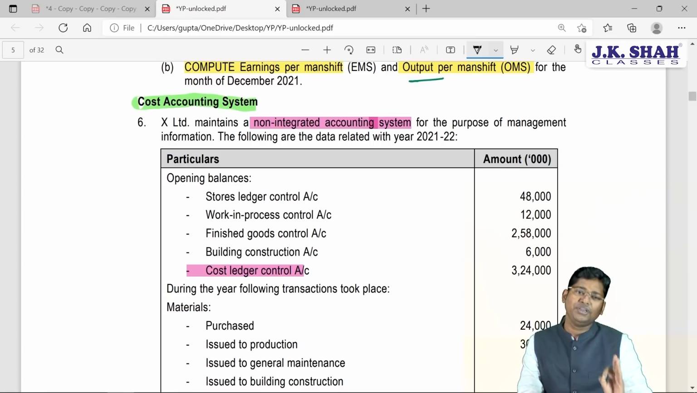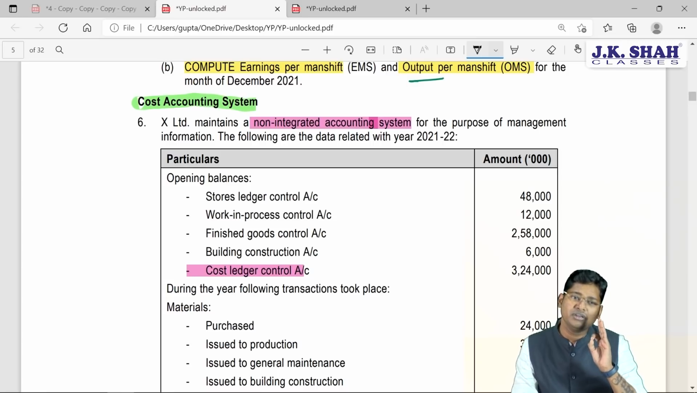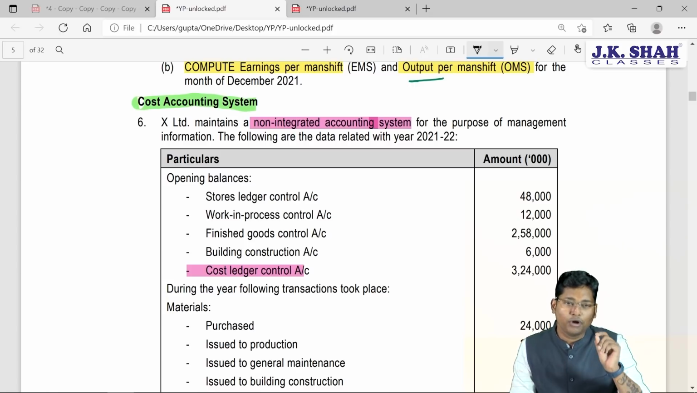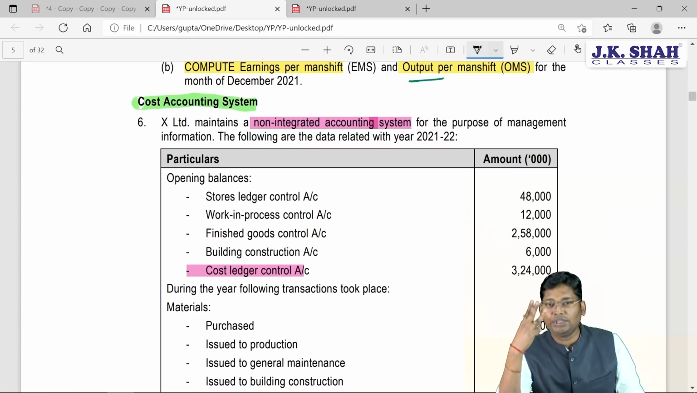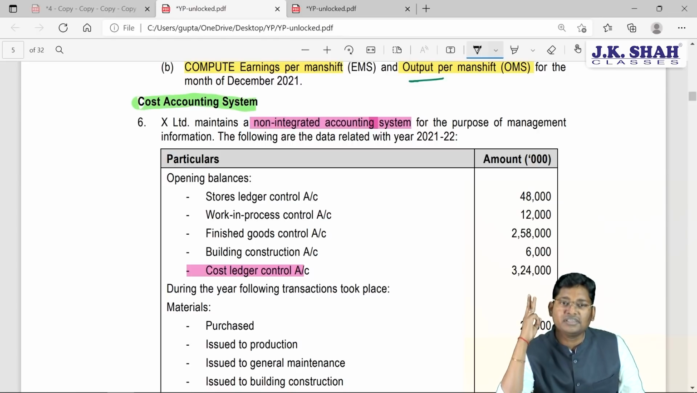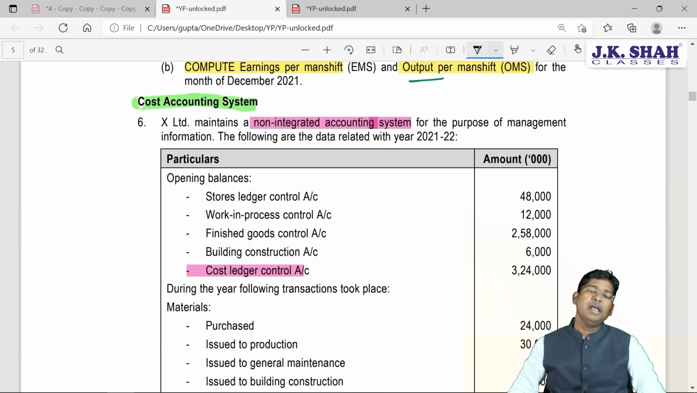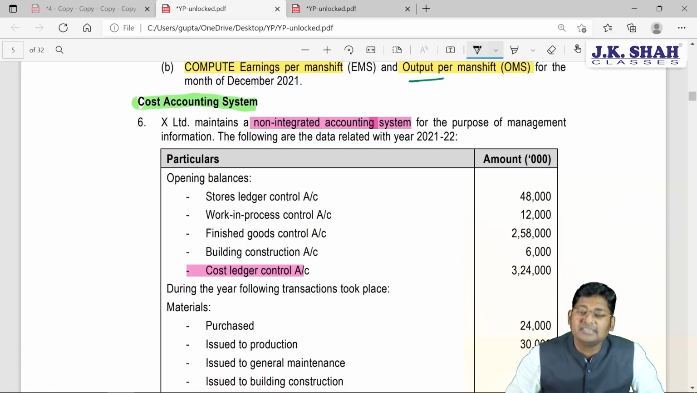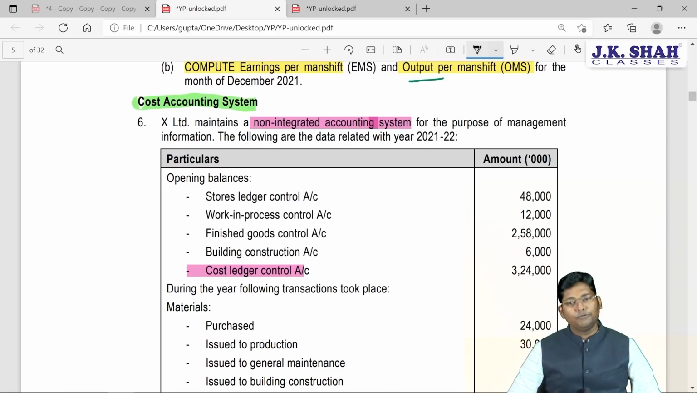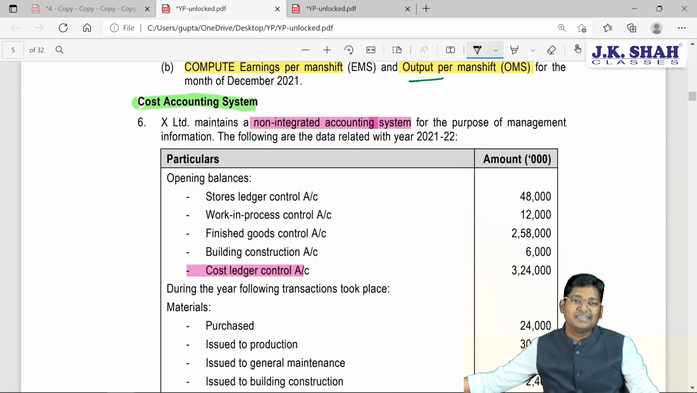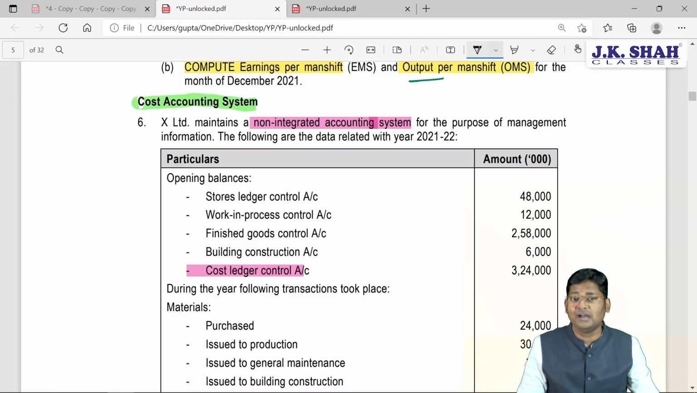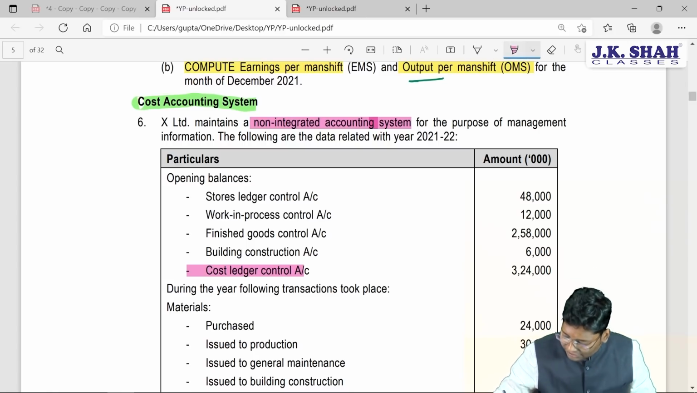The similar question is there in J.K. Shah Classes textbook. I guess according to the numbering given in your textbook, this one is question number 3 of non-integrated accounting systems. You can check your textbook. In the May 22 textbook of Cost and Management Accounting of J.K. Shah Classes, the same category of question is covered. So as far as understanding is concerned, you can easily understand this particular question as it is already covered in the classwork. Let's have a discussion.